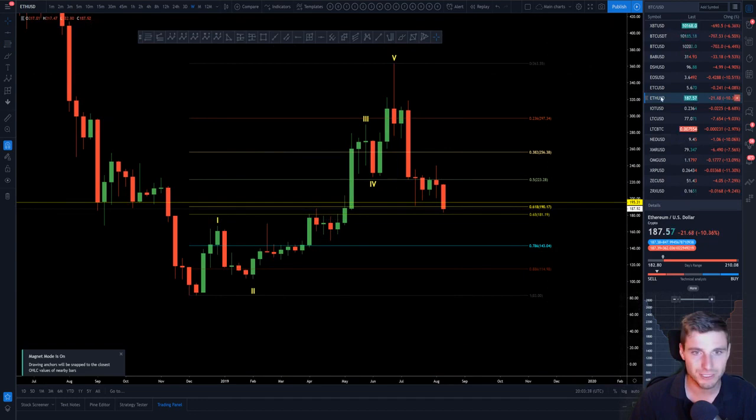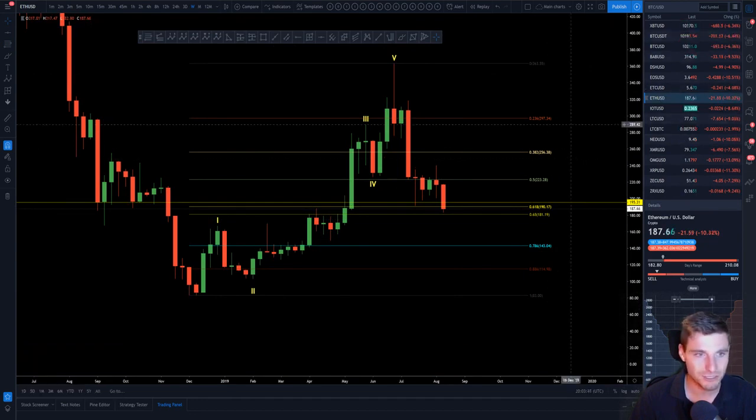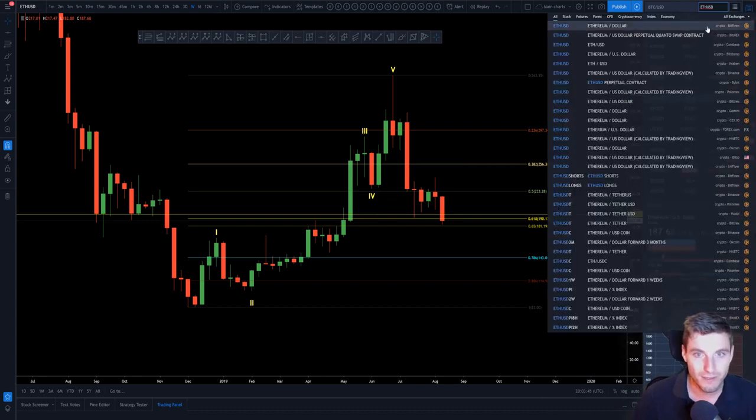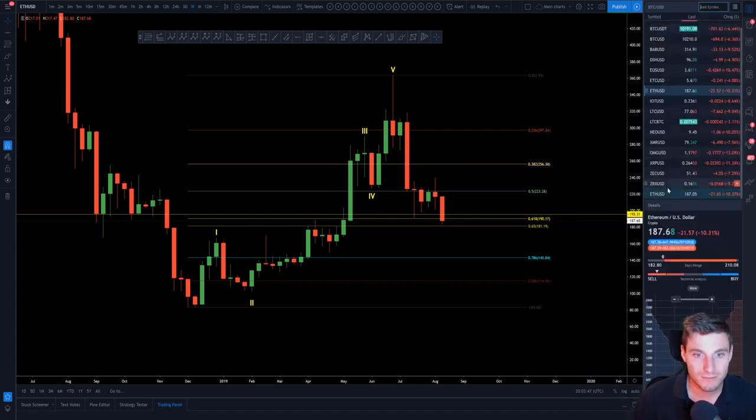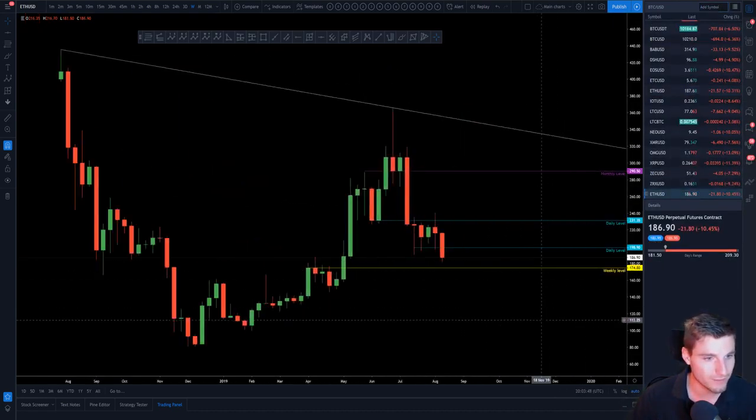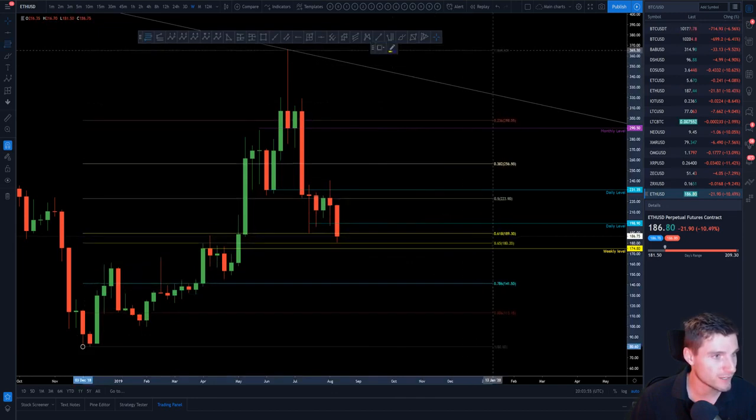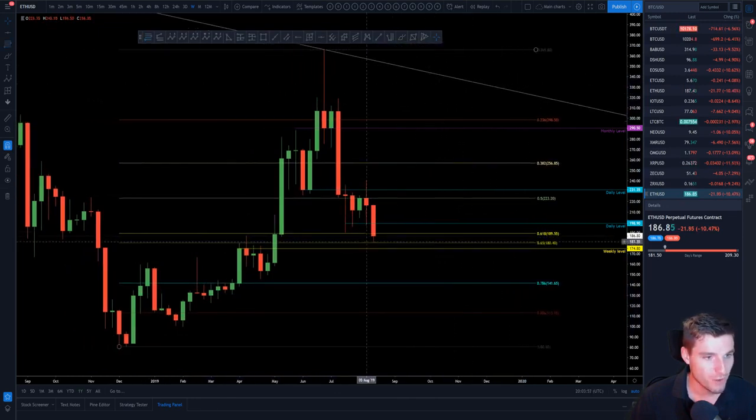I have a nicer chart than this. It's because I don't trade this on ETH. USD on the BitMEX is so much nicer. Yeah, here we go. So looking at this, obviously we got the weekly at $174. You are on the 618 golden pocket at the moment, 180.